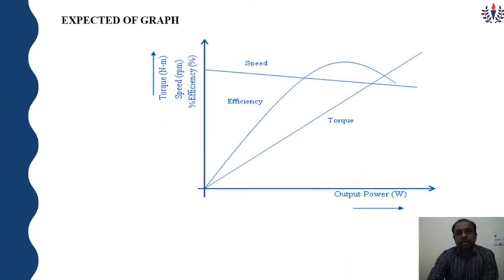Expected graph: torque, speed, and efficiency should be marked on the y-axis. Output power should be on the x-axis. The torque line will be linear. Speed will be nearly constant, but slightly decreasing. The efficiency should be linear, then it will go to the top, then it will look like a curve.